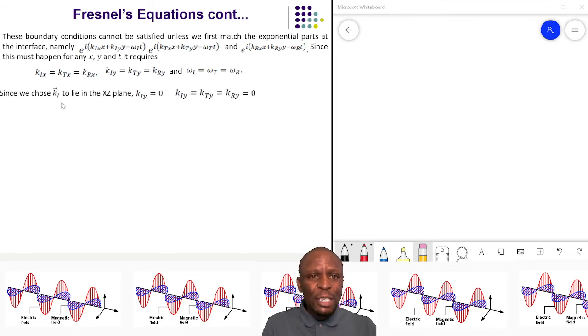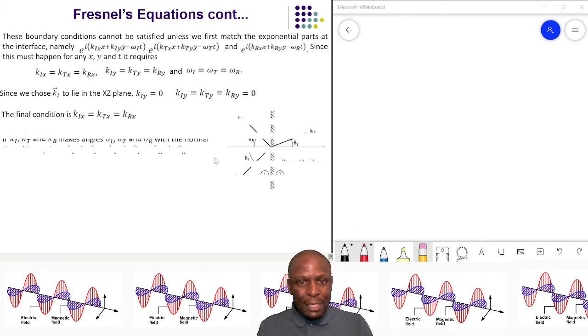Now, since we chose K incident to lie in the XZ plane, therefore there is no K incident Y, and therefore there is also no K transmitted Y. Therefore, they are all equal to zero. Now, in that case, the final condition will be that the wave vector K incident must be the same as the K transmitted. It must also be the same as the wave vector of the reflected waves.